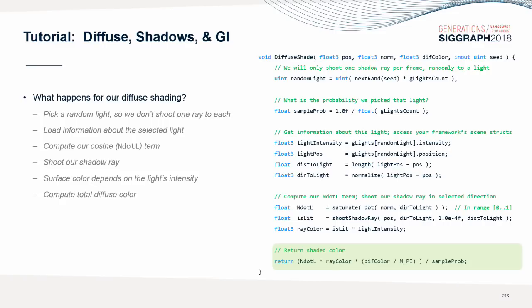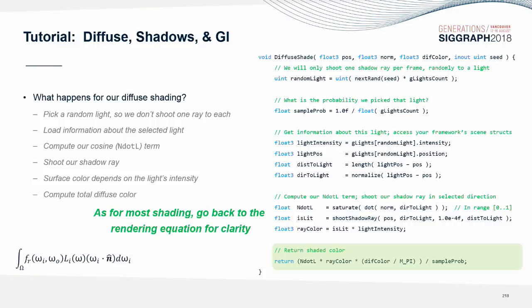And you might say, oh man, that looks kind of complicated. What's going on there? As for most shading, if you want to figure out how to do shading right, you should really go back to the rendering equation. I'm going to walk through this very, very briefly so you understand what's going on. So this is the rendering equation: you get your BRDF times your incoming light times this n.l term, and you integrate it over the hemisphere.